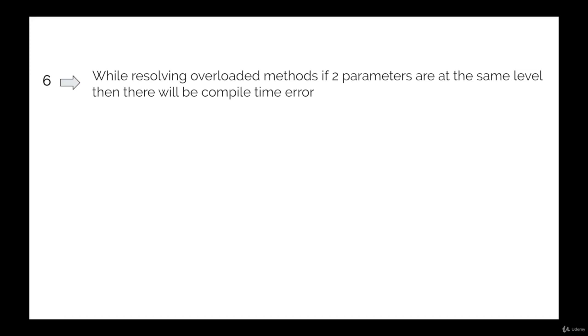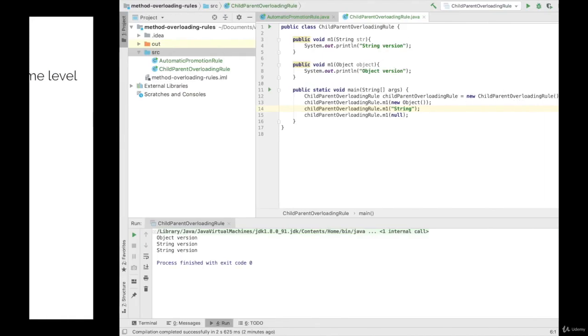String is a child class of object, and StringBuffer is also a child class of object, which means they are both at the same level. They are both child classes of the Object class. If you look at the hierarchy, they are at the same level. As per this rule, if you are overloading methods and the two parameters are at the same level, then the compiler will throw an error. Let me give you an example.